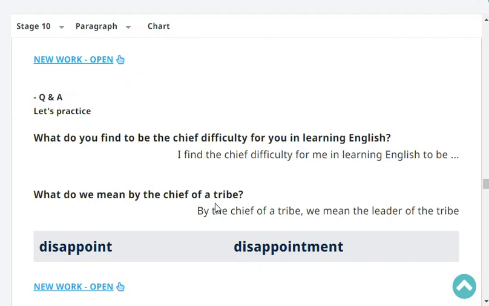Very good. What do you find to be the chief difficulty for you in learning English? I find the chief difficulty for me in learning English to be the contraction. Very good. What do we mean by the chief of a tribe? By the chief of a tribe, we mean the leader of the tribe.